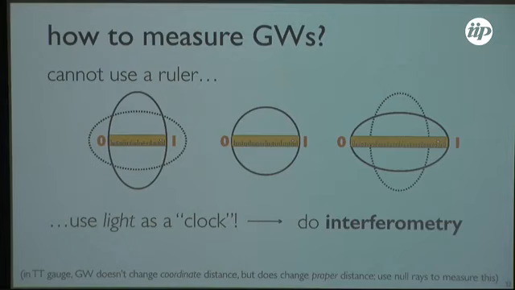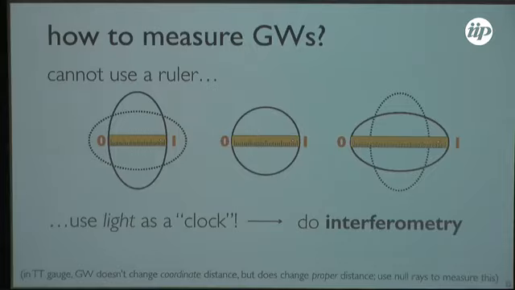So instead of using a physical ruler, we can use light as a clock, in a way, to try to measure the proper distance, the effect of the gravitational wave on the distance between 2 points. Okay, so for the technically minded, in the TT gauge, the gravitational wave doesn't change the coordinate distance, but it does change the proper distance, and so we can't use a ruler. We have to use something that is sensitive to the proper distance between 2 points.